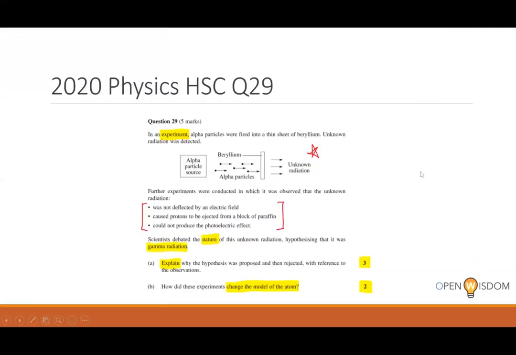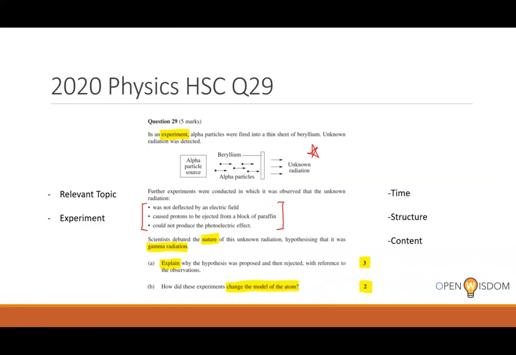So I have highlighted here any keywords or important parts from a question like this. With any long response question, you want to be able to identify the relevant topic and any experiment that comes up in the question. And you see I have highlighted the marks here as well.